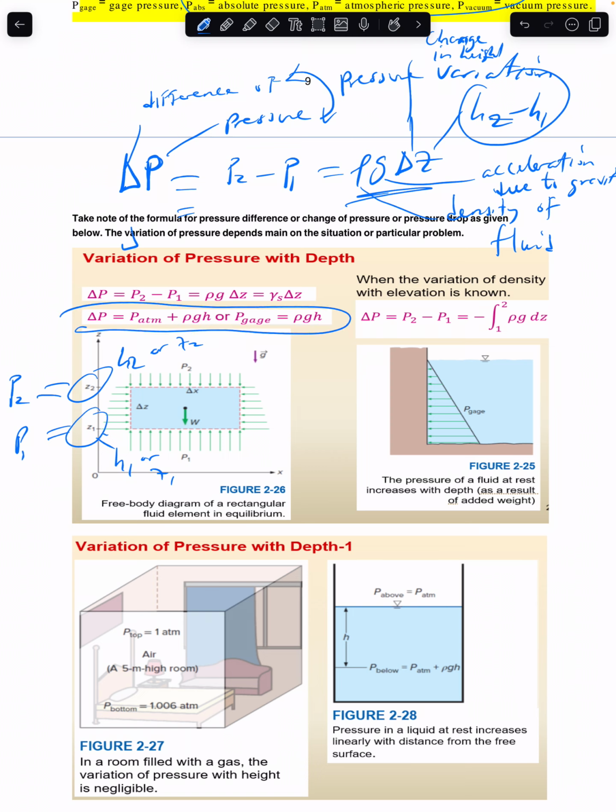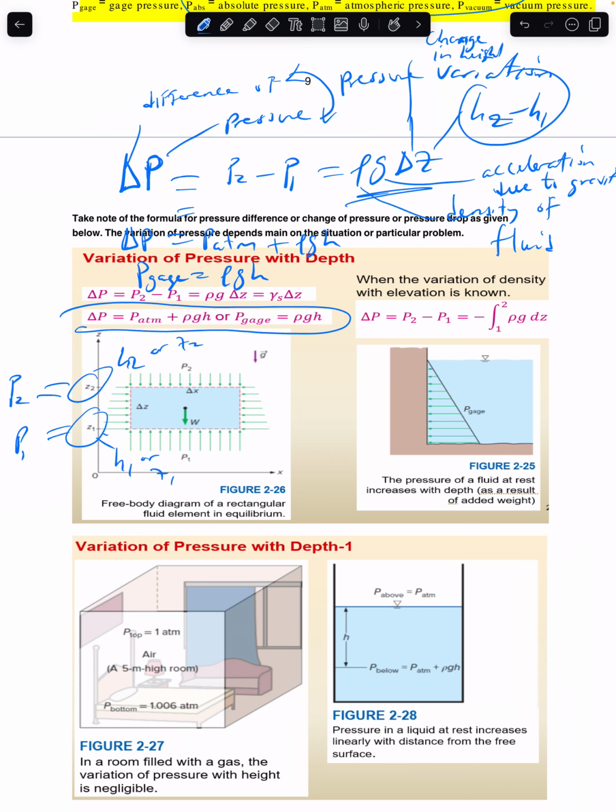So pressure difference can still be calculated by using which formula? Atmospheric pressure plus rho GH. And that can still be the gauge pressure, equal to rho GH. So there are many formulas that could be used to calculate the pressure difference. So gauge pressure is still a pressure difference.